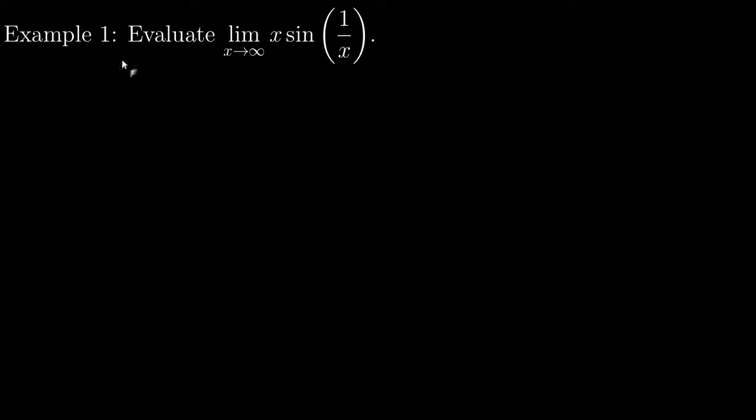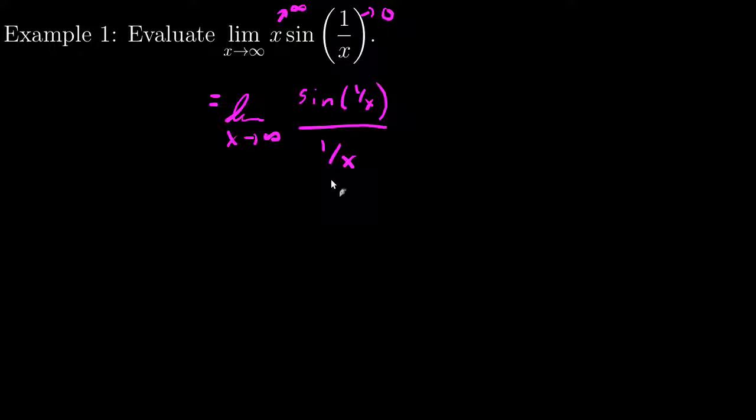So here's our first example. I want to evaluate this limit, and I see that in this case, x is approaching infinity. That means 1 divided by x is approaching 0, and the sine of 0 is 0, so this term is approaching 0, and we have this infinity times 0 case. Unfortunately, I don't have this as a whole fraction, but I can easily rewrite this as the limit as x approaches infinity of, I'll leave the sine in the numerator, so sine of 1 over x, and I'll divide by 1 over x.